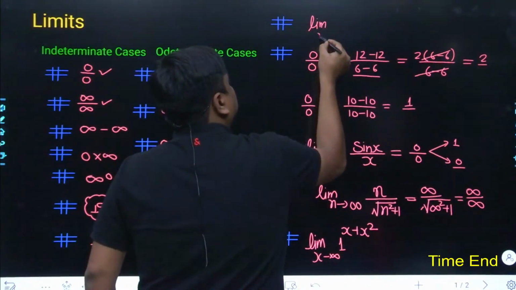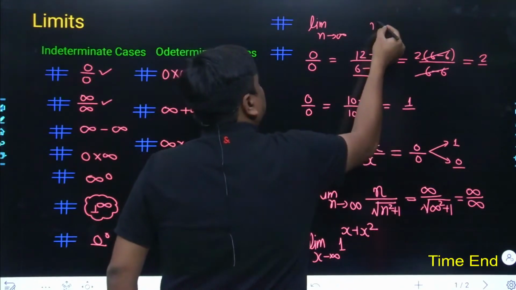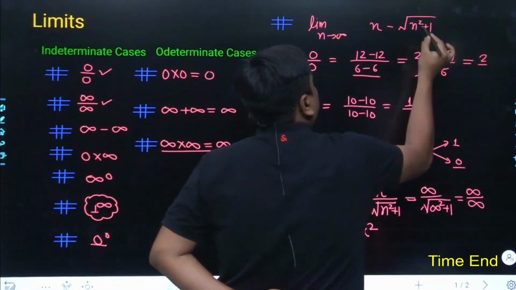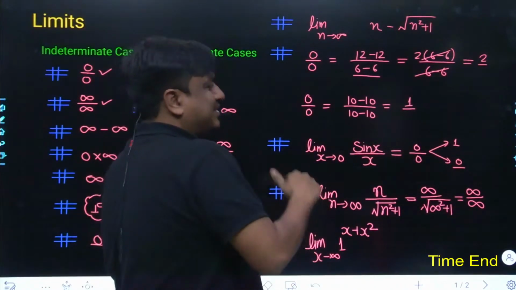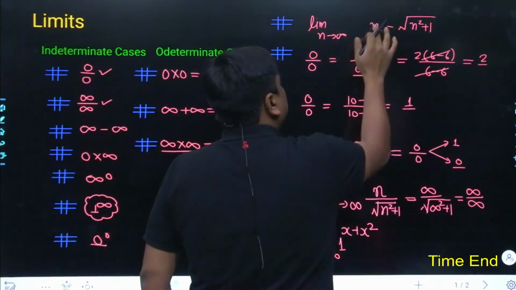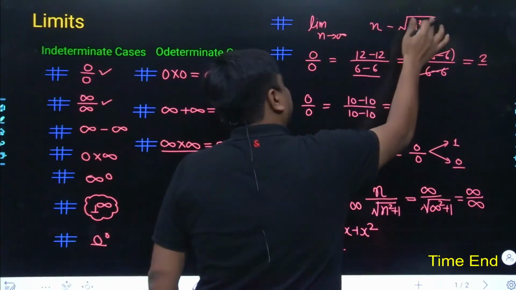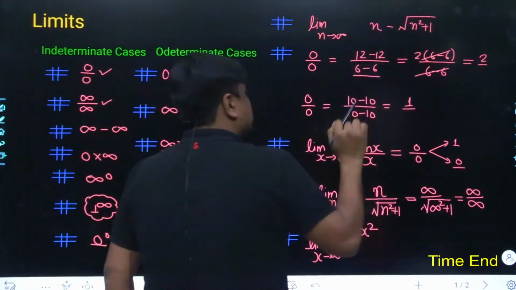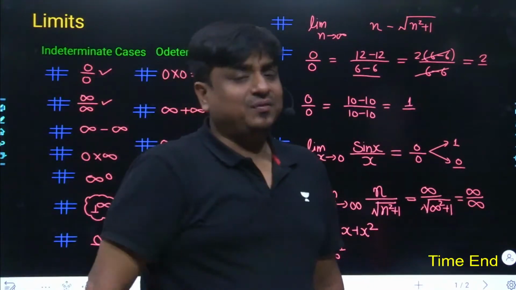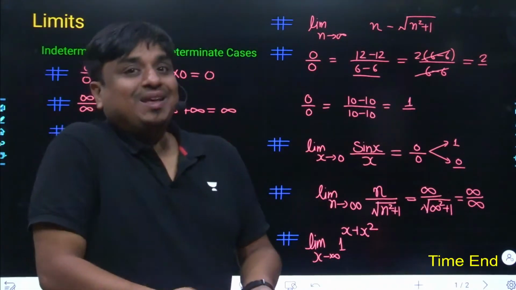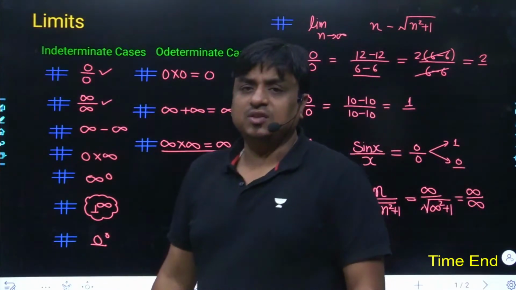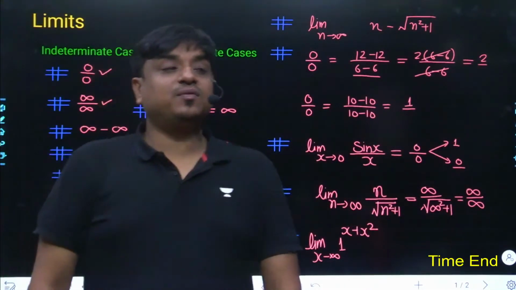Limit n tends to infinity of n minus square root of n square plus 1. Many of the students would straight away feed the value of n as infinity. Once they feed n equals infinity, the first term becomes infinity, even the second term also becomes infinity, and they come to a position where infinity is being subtracted from infinity. Many of them would write infinity minus infinity as infinity, and many may write this as 0. And keep in mind, infinity minus infinity is an indeterminate case. So yes, you have to bring this case to the determinate form.